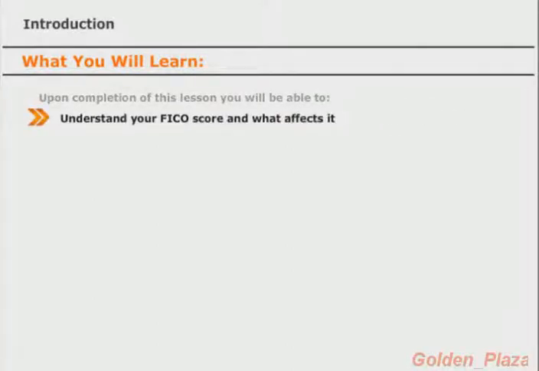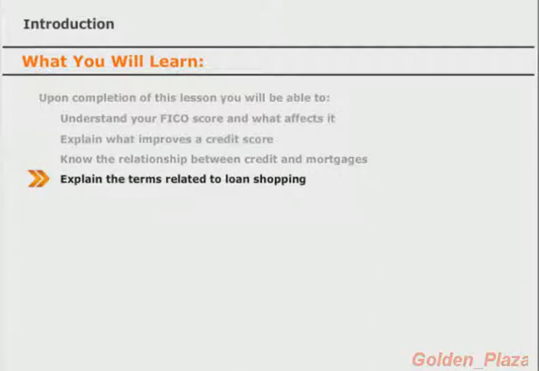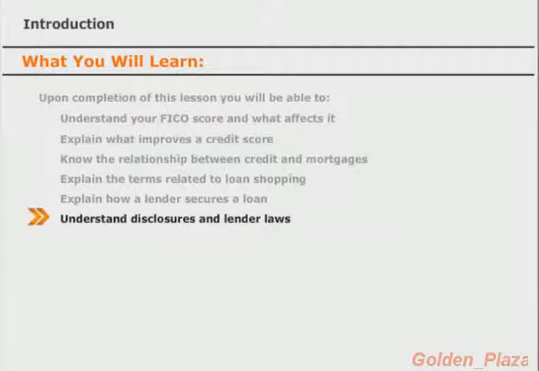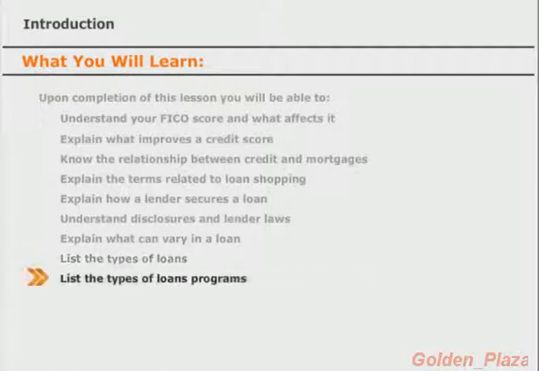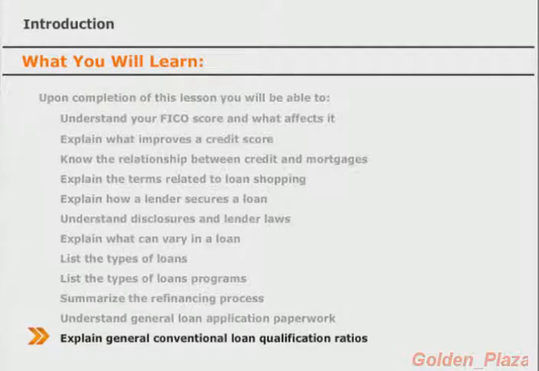After you diligently apply the principles and concepts in this lesson, you should come away from this lesson being able to do the following: understand your FICO score and what affects it, explain what improves a credit score, know the relationship between credit and mortgages, explain the terms related to loan shopping, explain how a lender secures a loan, understand disclosures and lender laws, explain what can vary in a loan, list the types of loans, list the types of loan programs, summarize the refinancing process, understand general loan application paperwork, and finally, explain the general conventional loan qualifications ratio.